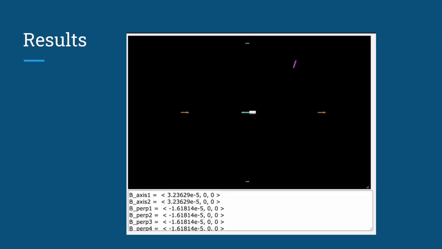Here are my computational model results. You can see the arrows that represent the magnetic fields at all the different positions, and right under it you have the values of the vectors.